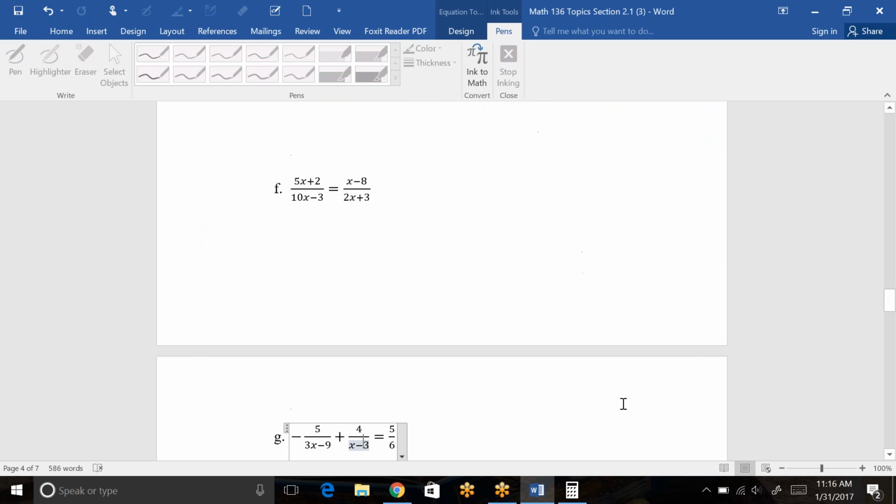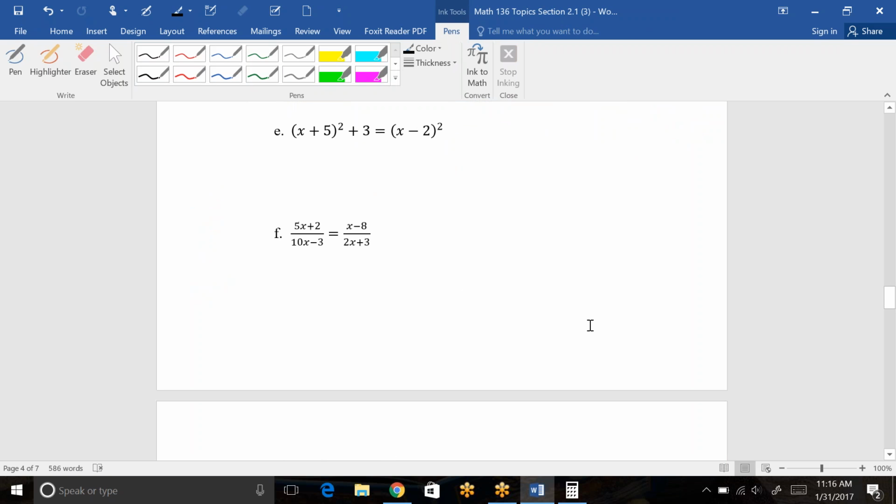That takes us to E. Oops, excuse me, went too far. E has no fractions, so we don't have to worry about domain restrictions for this one, but we have these things that are being squared. The reason this one is usually missed by students is because we try to just square things. We don't pay attention. You can't apply the square inside if there's either a plus or a minus. So what this means is you have to write it twice and then distribute it out.